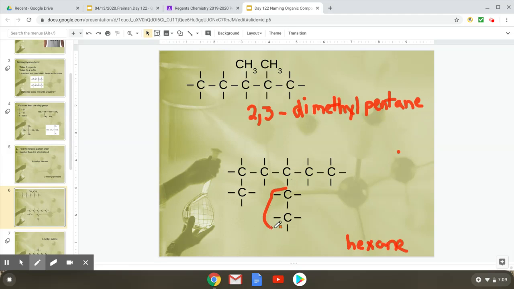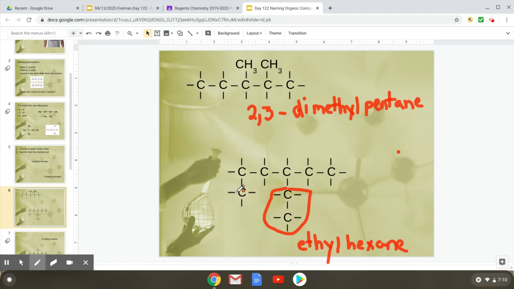So here's our special group. Now, this special group is a 2-carbon chain. If we look at our prefix on table P, it's an eth. So this would be called an ethyl group. So a 2-carbon extra chain hanging down is called an ethyl. So this is an ethyl hexane.